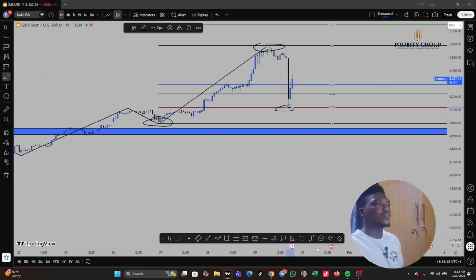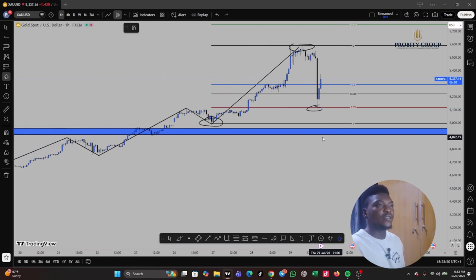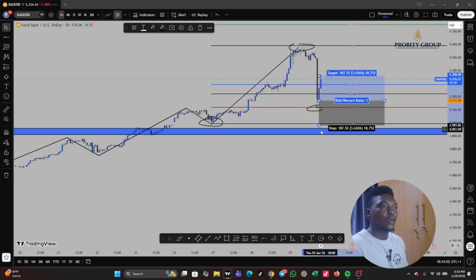So you can go to your time frame of entry to spot your entry criteria. Maybe you want to see some kind of candlestick patterns, some other things you want to look out for. You place your entry and your stop loss is going to be below here.